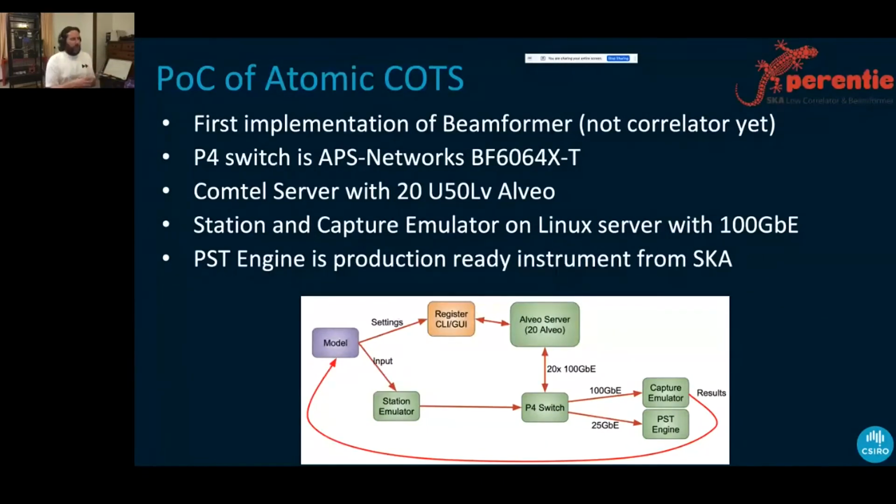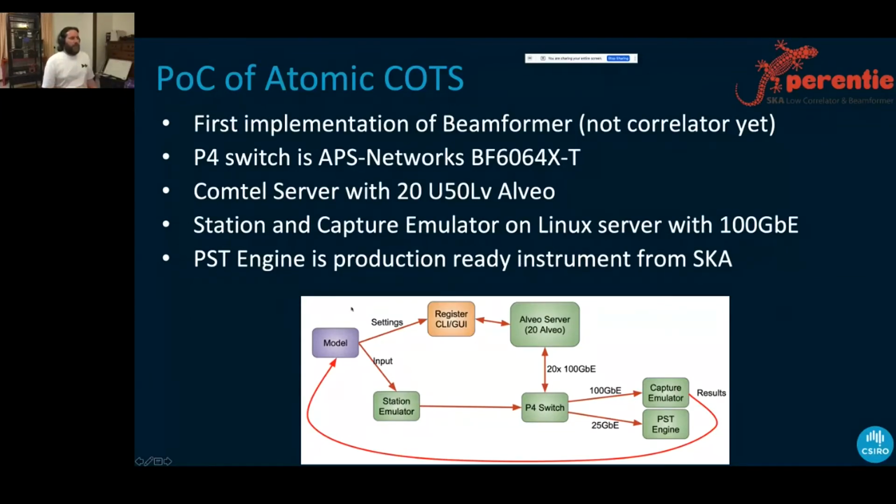We've implemented what I presented just before on the P4 part in an APS-Networks BF6064X-T. We're using a Contel server with 20 U50 Alveo, and this is going to be upgraded to U55. We've got a station emulator and a capture emulator, which are based on a Linux server. And we've got a PST engine that is a production instrument that is going to be used in the SKA.